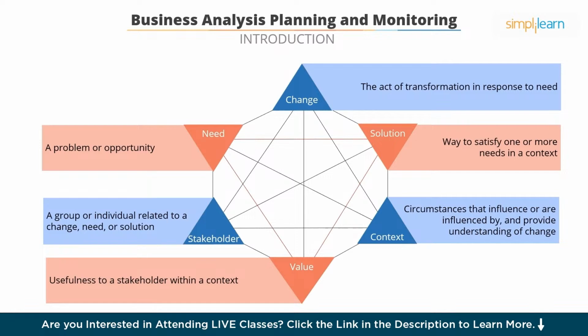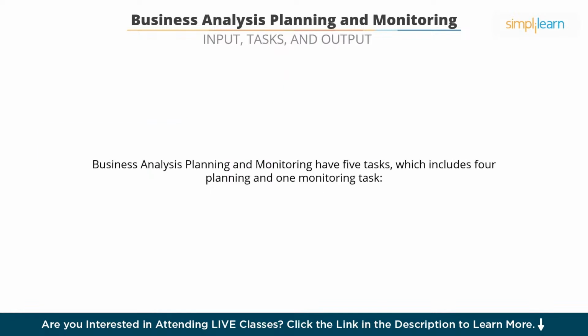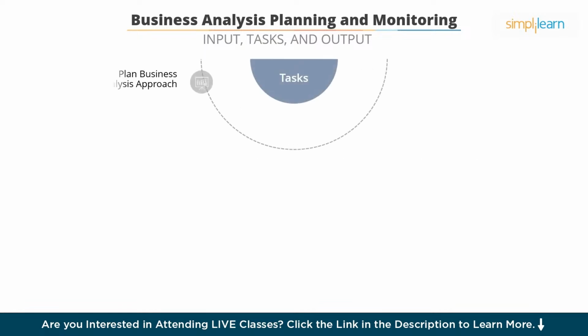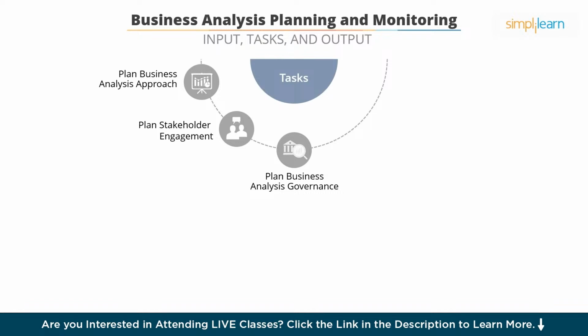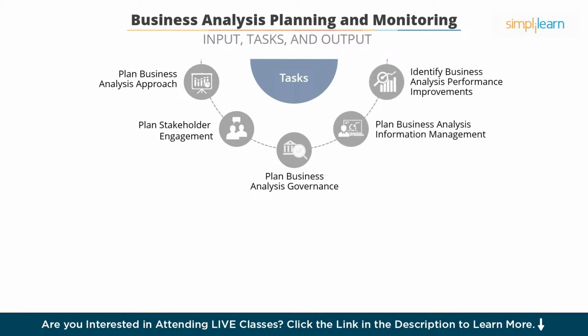5 tasks are performed in business analysis planning and monitoring. 4 planning tasks and 1 monitoring task. Plan business analysis approach, plan stakeholder engagement, plan business analysis governance, plan business analysis information management, identify business analysis performance improvements. Business analyst starts performing business analysis tasks when there is a need, that is, a problem or opportunity.